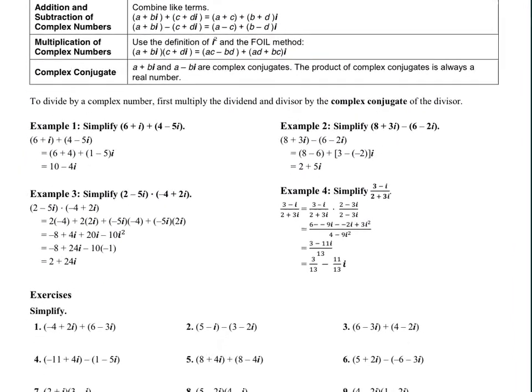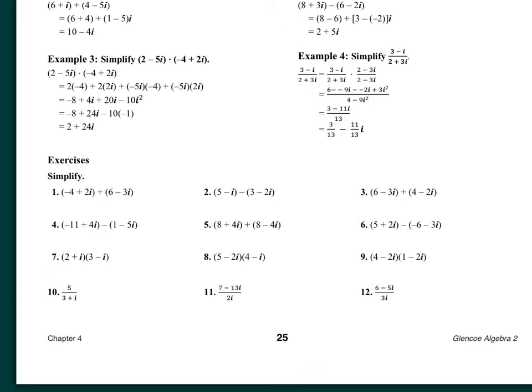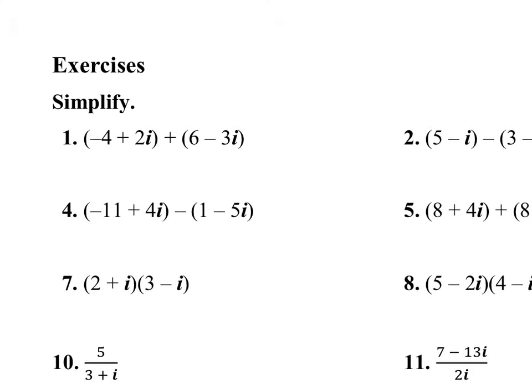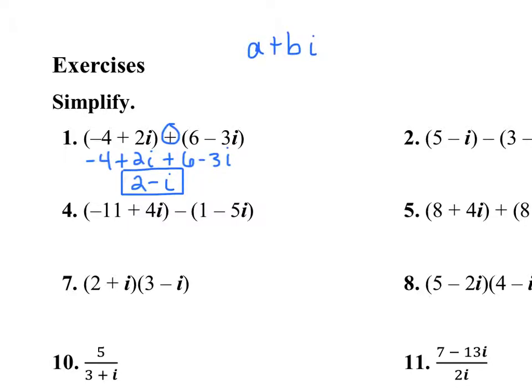Okay, the next page is adding, subtracting, multiplying, and dividing rational complex numbers. So make sure you know what your operation is. Okay, for number 1, we are adding. So since we're adding, we can just drop the parentheses and combine like terms. Real plus real, imaginary plus imaginary. So negative 4 plus 6 is positive 2. And then 2I minus 3I is negative I. And remember, it has to be in the form A plus BI. So in this case, A is 2 and B is negative 1.